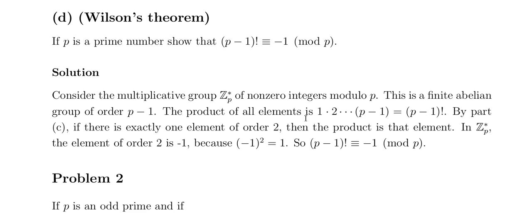This is called Wilson's theorem. If p is a prime number, then (p minus 1) factorial is congruent to minus 1 modulo p. This is maybe important.